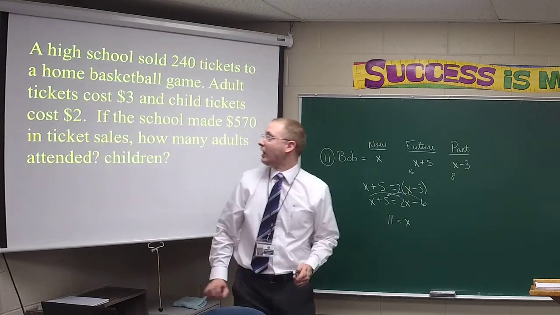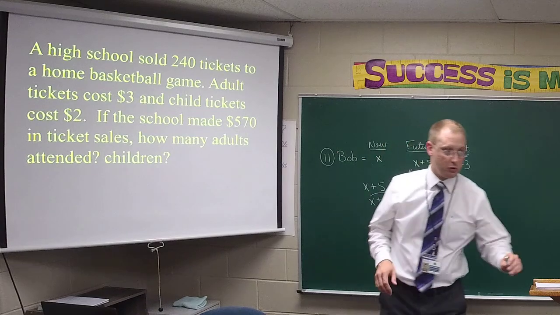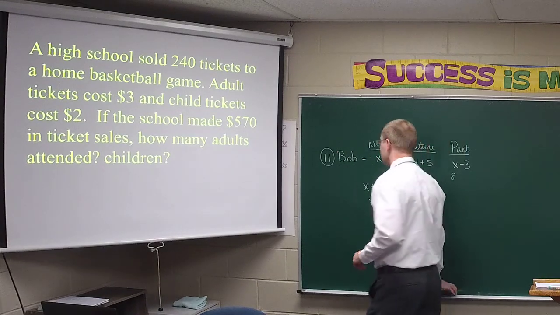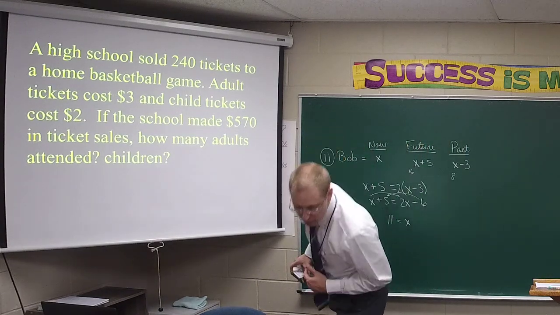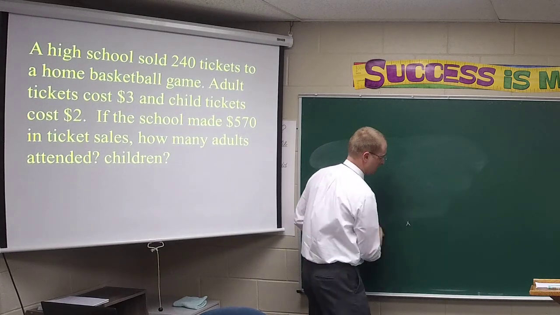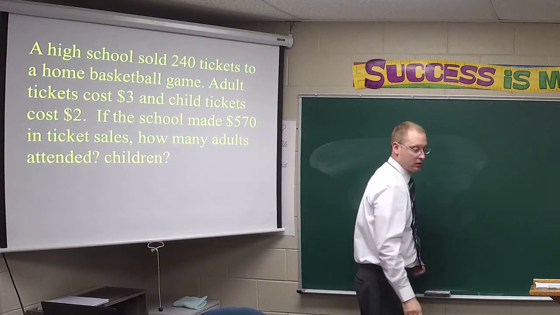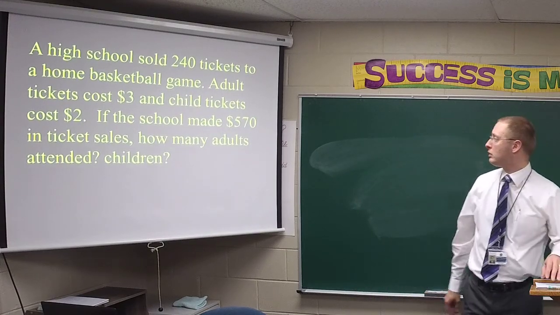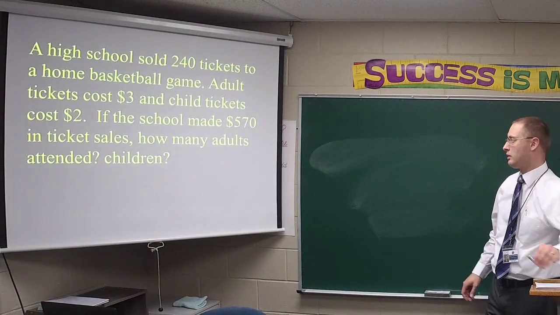There we go. All right, and go ahead and read this one for us, if you would, Abby. A high school sold 240 tickets to a home basketball game. Adult tickets cost $3 and child tickets cost $2. If the school made $570 in ticket sales, how many adults attended? Children?